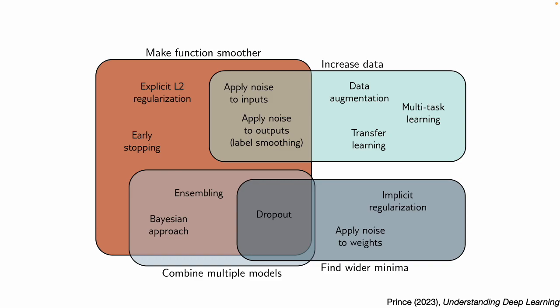Dropout is basically a way to make lots of different models, right? It's a way to generate an ensemble of lots of different models, and that has this smoothing effect. It tends to work. Applying noise is similar. That's why it goes here. But there's lots of other things that we can do as well.